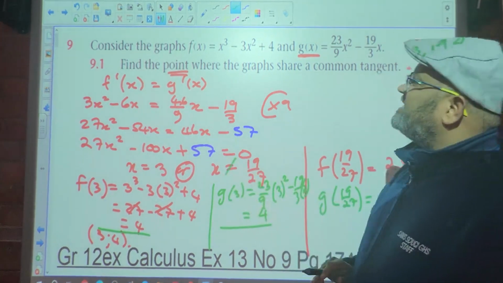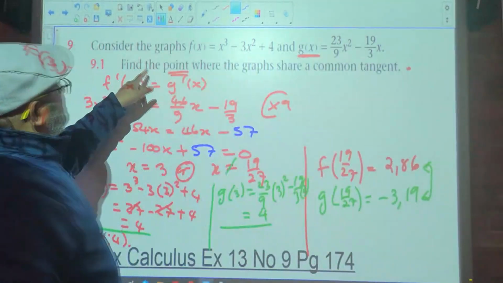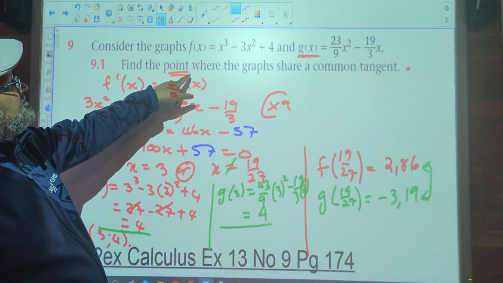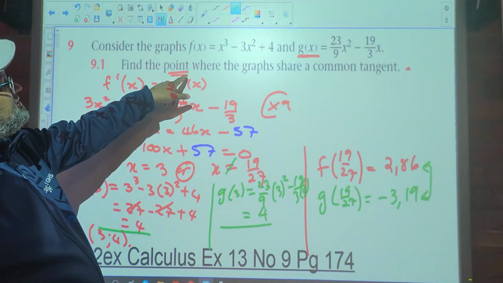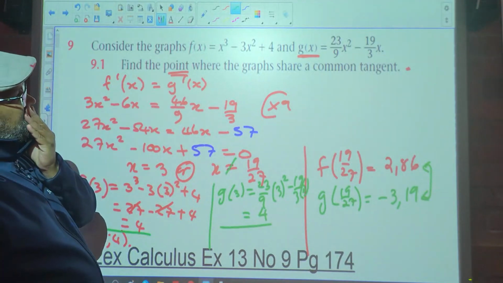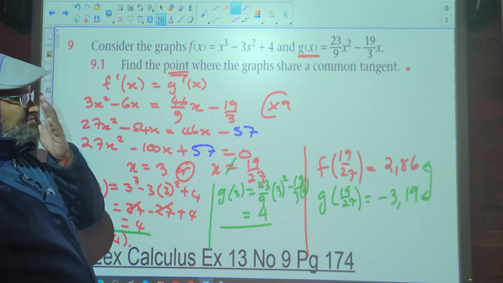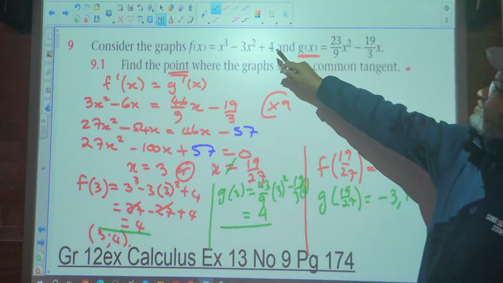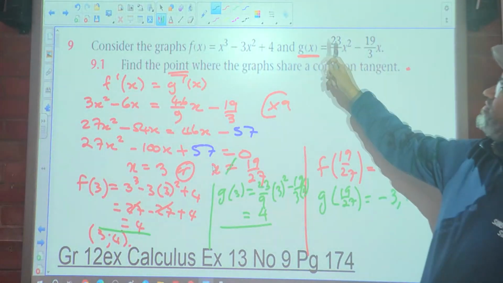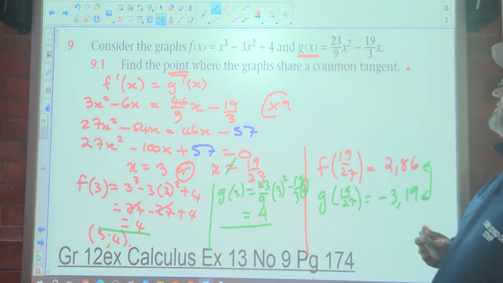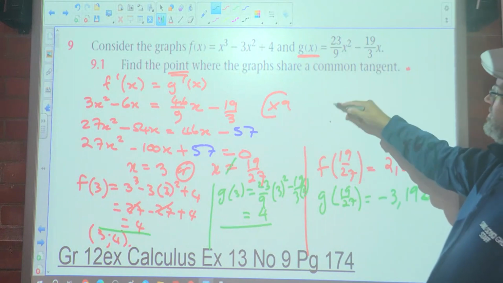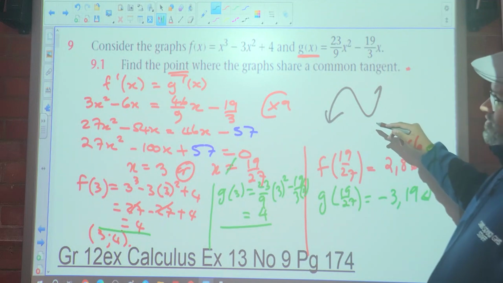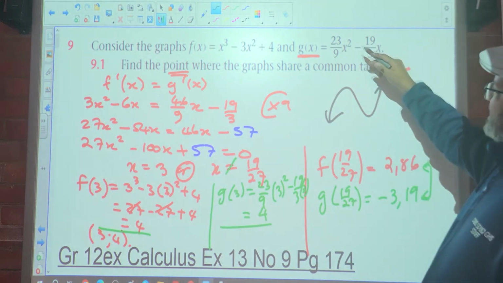But the problem I'm having now is that they were told to find a point or points where the graphs share a common tangent. So what happens in this case here, if I had to draw this graph, is probably where the issue comes in. If I draw this graph, that's your cubic function, and this is your parabola function.